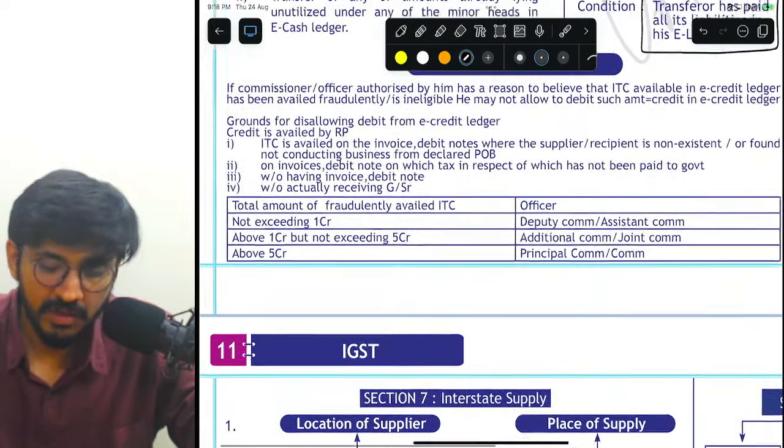Why is this important? Because they keep asking, write the debit side of e-credit ledger, write the credit side of e-cash ledger, whatever the case may be.